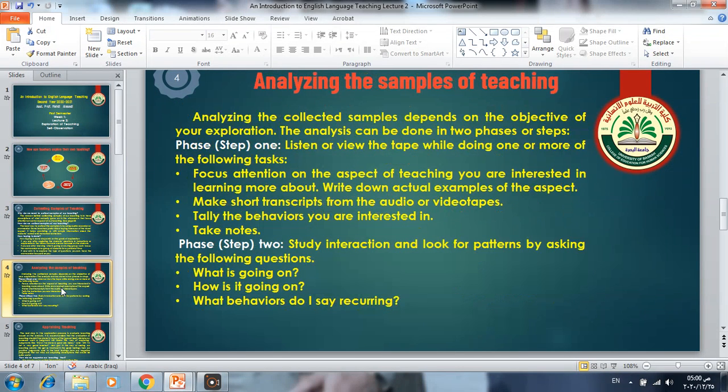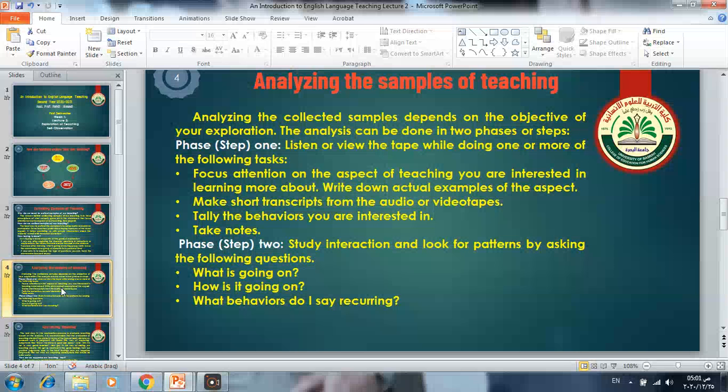Then after we collected the samples, what do we need to do? We need to analyze the samples of teaching. Analyzing the collected samples depends on the objective of your exploration. So again, here you cannot do the analysis in an arbitrary way, in a haphazard way. No, you have to identify an objective of your analysis. What is the objective of your exploration?